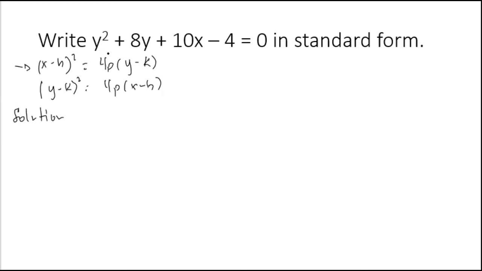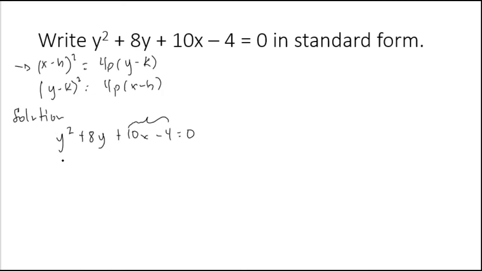So, what will we do? Knowing that we have y squared plus 8y plus 10x minus 4 equal to 0, we need to transpose our non-y terms, or terms without the y variable. Why? Because our priority on the left-hand side will be those terms with y variables, because it's the one with a square.